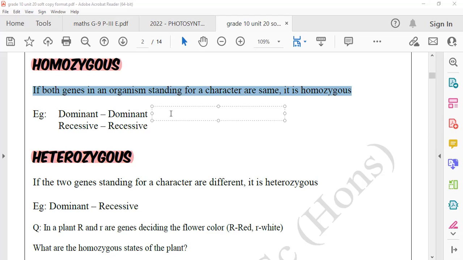Right. So the dominant we can write like this: capital A, capital A; capital R, capital R; capital C, capital C; capital T, capital T. This way we represent the homozygous dominant. How to represent the recessive homozygous? Simple a, simple a; simple r, simple r; simple c, simple c; simple t, simple t, like that. Understood? Are you clear? Yes, sir.